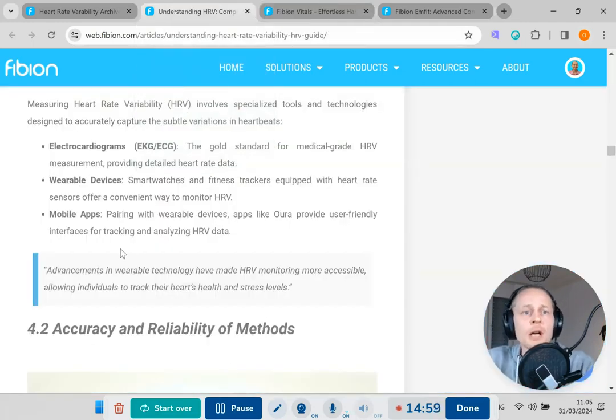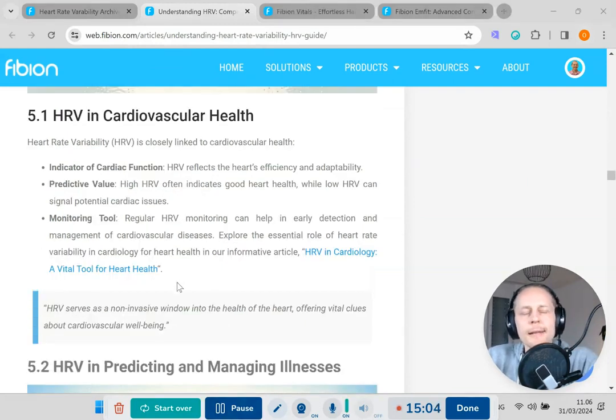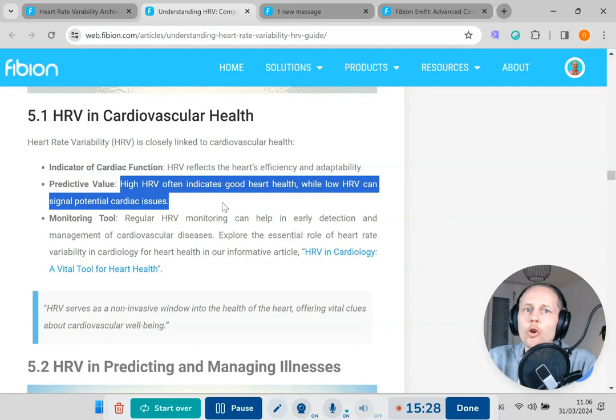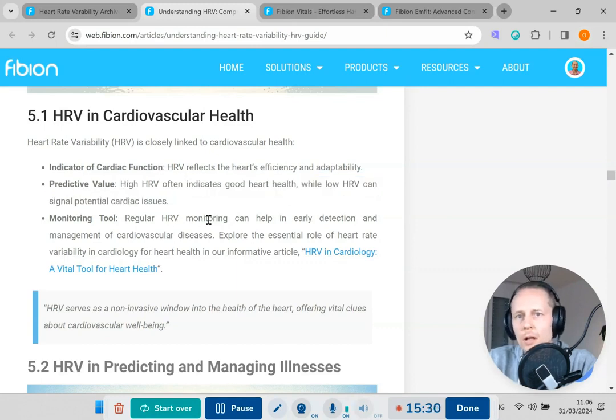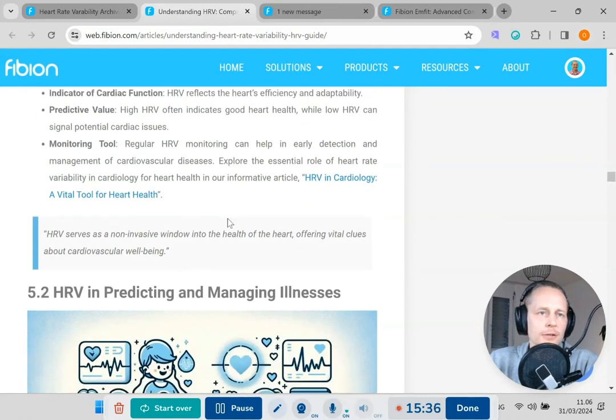And getting back to heart rate variability and the articles we have. If we look at different applications, so if we think of heart rate variability in cardiovascular health, it is a good indicator of cardiac function. So it reflects the heart's efficiency and adaptability. And like I said earlier, it has predictive value. So high heart rate variability often indicates good heart health, while low heart rate variability can signal potential cardiac issues.